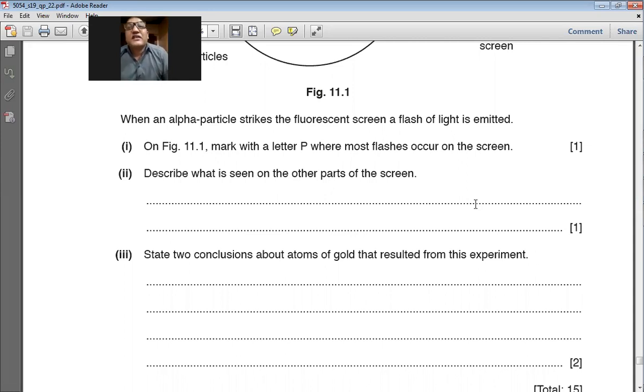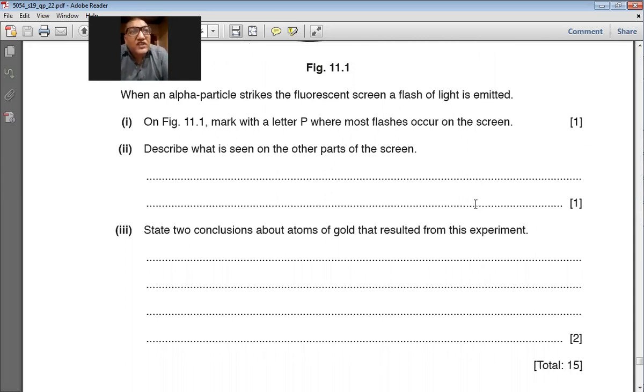The next part, which is the last part, says state two conclusions about atoms of gold that resulted from this experiment. By this experiment, they concluded that most of the space in an atom is empty and there is a very small nucleus inside the atom. All the mass is in that nucleus, and all the positive charge is in that nucleus. These are the two conclusions which they drew from their experiment.